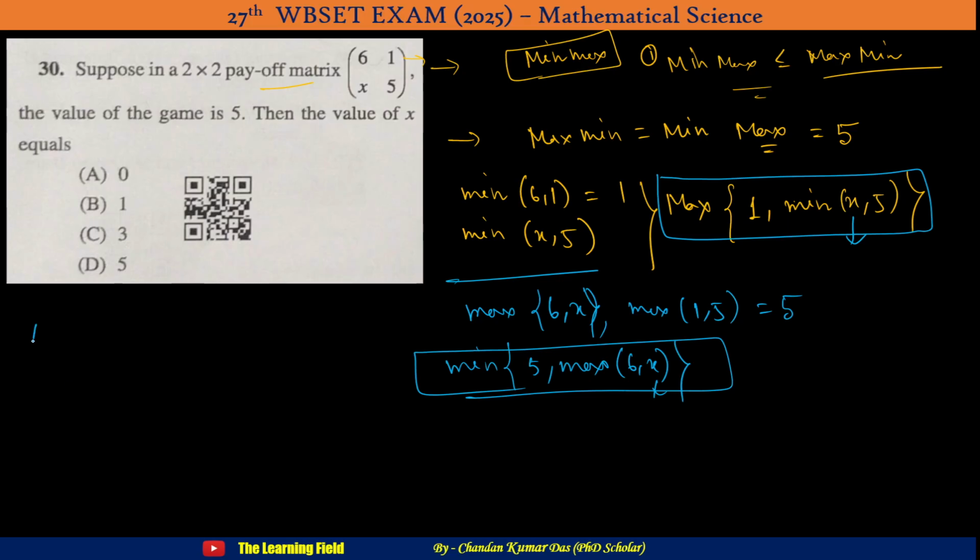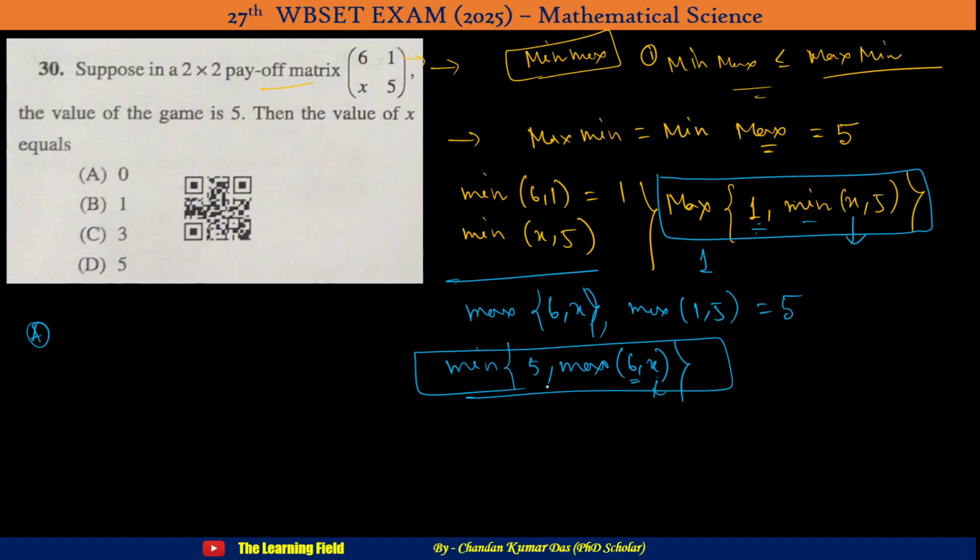Now we consider the options one by one. Option A is 0. If x is 0, then the maximum of 1 and 0 is 1, and the minimum of x and 5 is 0. So finally the max min value is 1. And for the min max value, if we consider x as 0, then 6 is the maximum here.